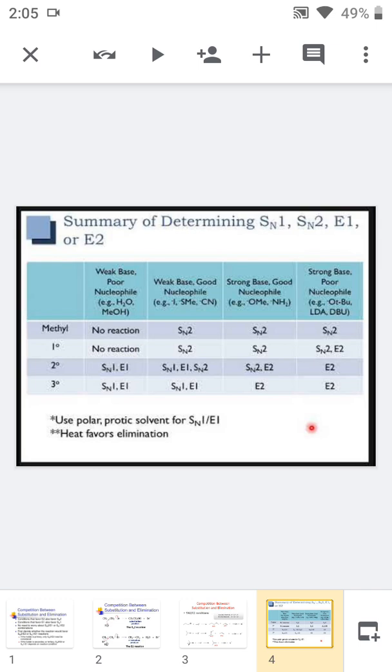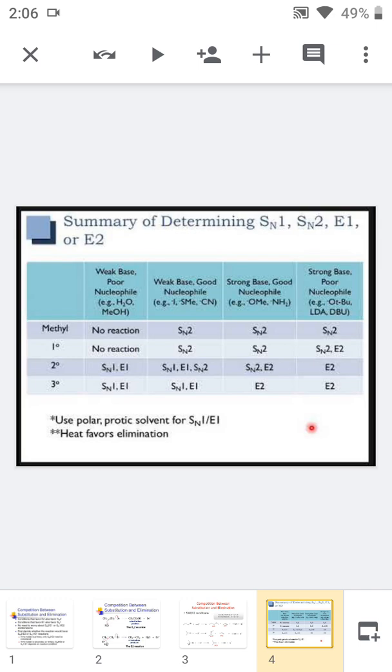And if our base is very strong and a good nucleophile, like OMe minus or NH2 minus, the methyl group undergoes SN2, primary alkyl undergoes SN2, secondary will undergo SN2 or E2, and tertiary only undergoes E2. Then if we take a strong base and a poor nucleophile, in methyl the SN2 reaction will occur. In primary alkyl halide SN2 or E2 will occur, whereas in secondary and tertiary E2 will occur.